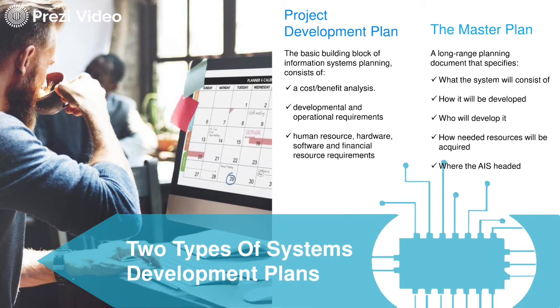Okay, and then the master plan is a long range planning document, so that's why this one is more prepared by the steering committee. So they specify the system, what the system consists of, how it will be developed, who will develop the system, who needs the resources, where the AI is headed, and so on. All right, so those are the two types of system development plan.